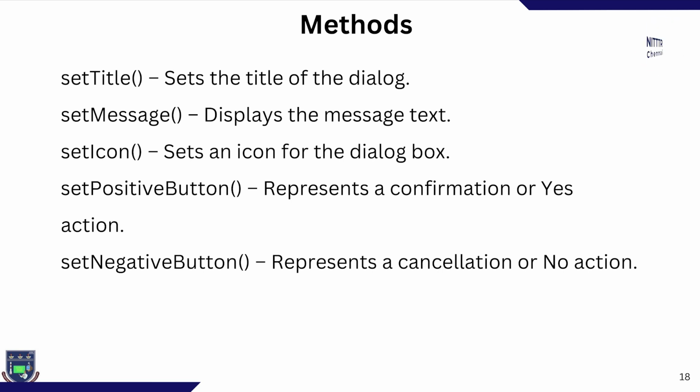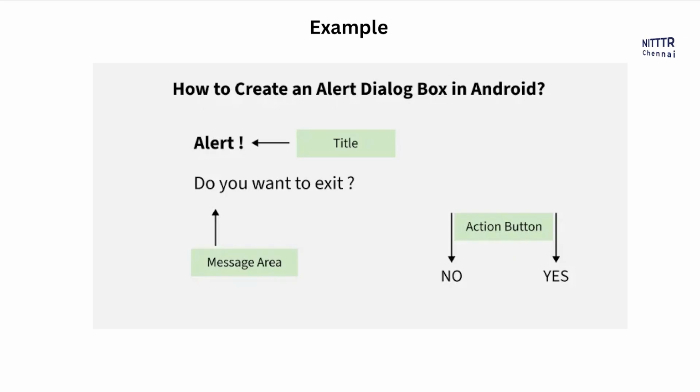Additionally, we define the action buttons also. The action buttons are setPositiveButton, which represents the confirmation or yes action, and second, setNegativeButton, which represents the cancellation or no action. Next we will move on to the implementation. In Kotlin, we create the alert dialog using AlertDialog.Builder, set its title, message and icon, then add the positive and negative buttons with the corresponding actions.